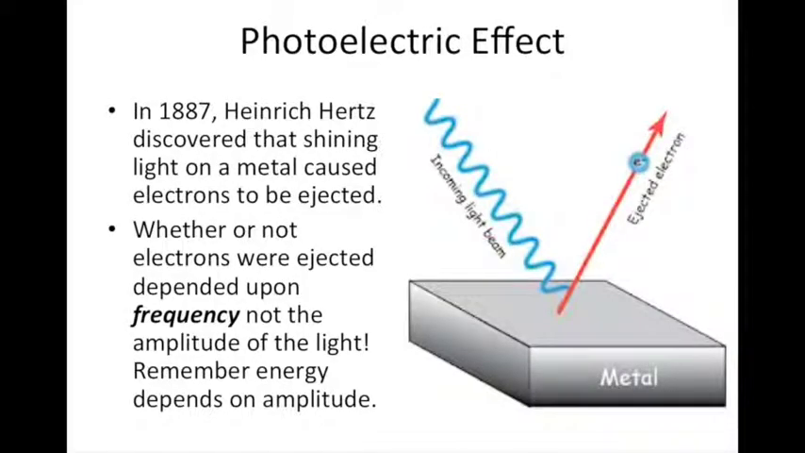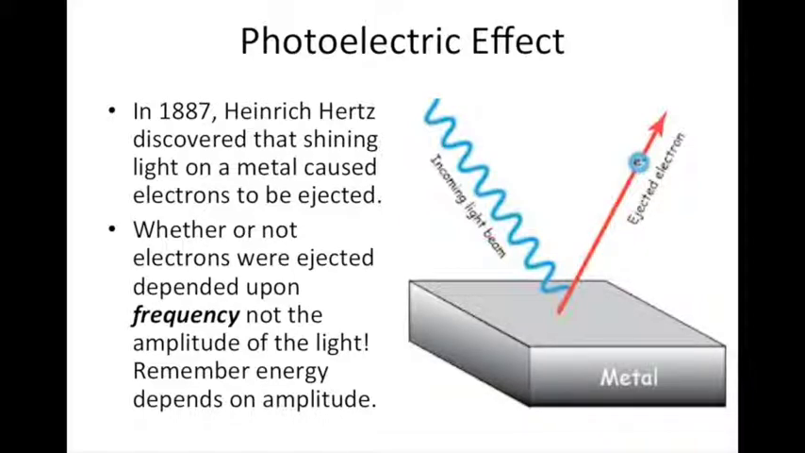So Hertz basically showed that shining a light on a metal caused electrons to be ejected. And whether electrons were ejected or not depended on the frequency of the light and not the amplitude of the light. Of course, if light is a wave, increasing the amplitude of that wave should increase the energy.